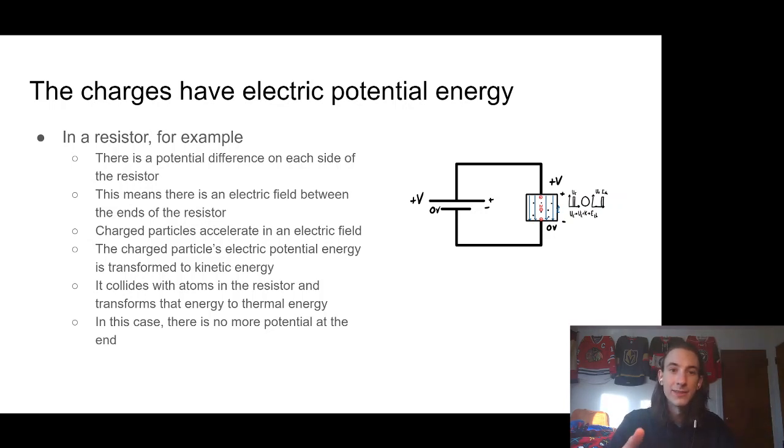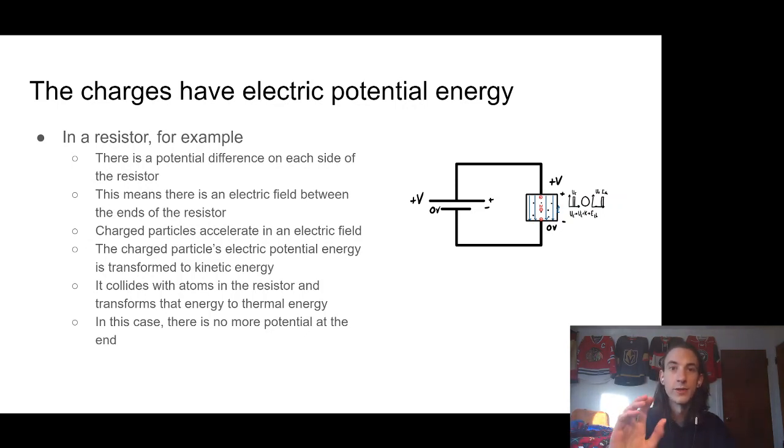And then we say, okay, well, this charged particle's electric potential energy is transformed to kinetic, and then while it's moving down, it's going to collide with atoms in the resistor. And that's going to transform it to thermal energy. When we have these collisions, these objects will gain kinetic energy. These atoms will start to vibrate more. They'll have more thermal energy.